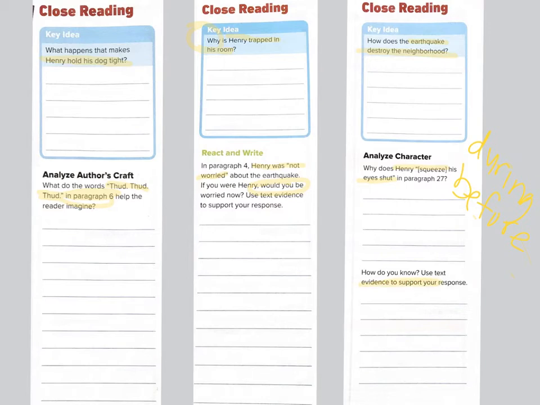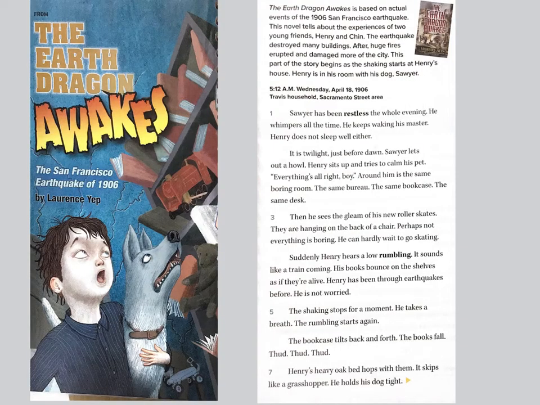Now let's read the story and keep in mind the questions that we're looking for the answers to as we're reading. The Earth Dragon Awakes, the San Francisco Earthquake of 1906 by Laurence Yep. The Earth Dragon Awakes is based on actual events of the 1906 San Francisco earthquake. This novel tells about the experiences of two young friends, Henry and Chin. The earthquake destroyed many buildings, after huge fires erupted and damaged most of the city. This part of the story begins as the shaking starts at Henry's house. Henry is in his room with his dog, Sawyer.